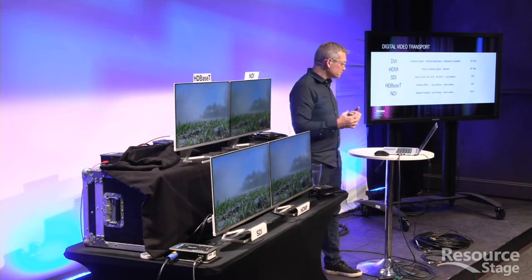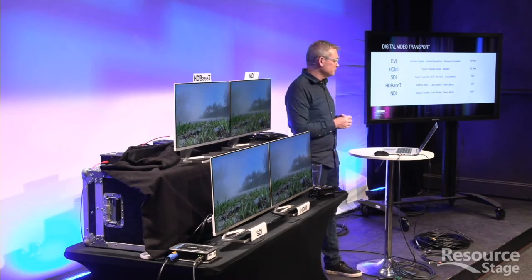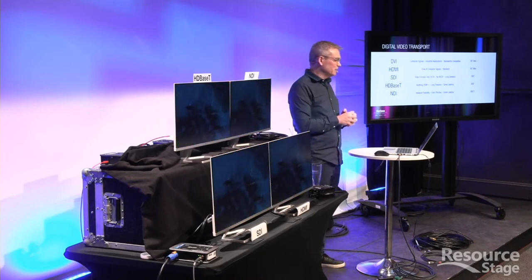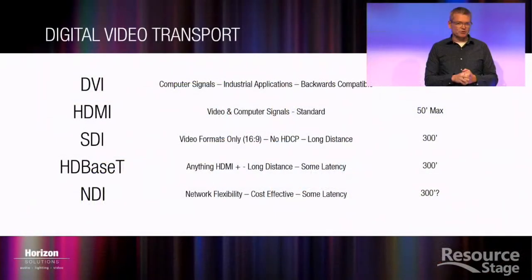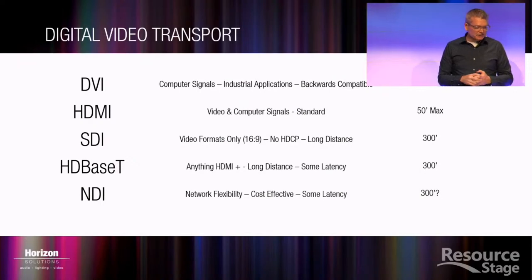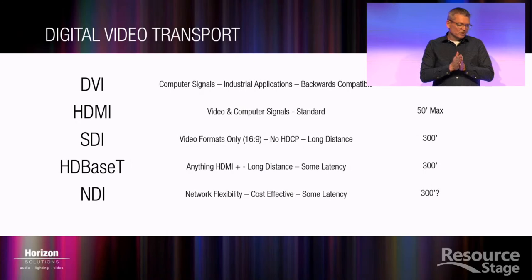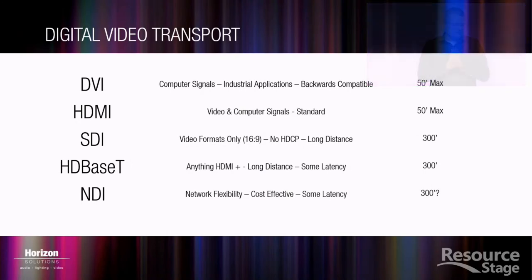SDI is great, but it only does video signals, so those 16:9 sorts of images. It doesn't do HDCP. I'm going to get to it, I promise. And then you can do a long distance. HDBaseT can sometimes have a bit of latency. It depends. And for the most part, it can do anything that HDMI can do, plus you can get some long distance. And NDI has network flexibility. It's cost-effective, but there is some latency. Now, I've got a question mark in there about the 300-foot thing.